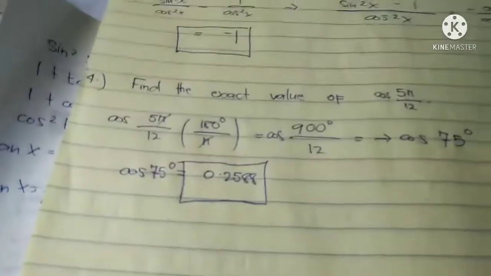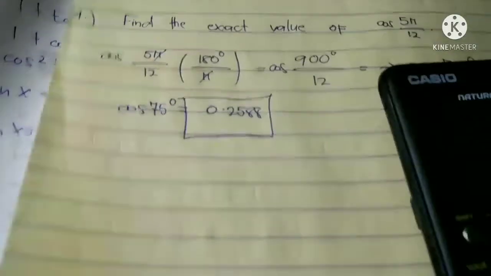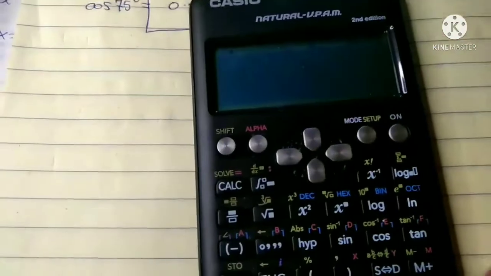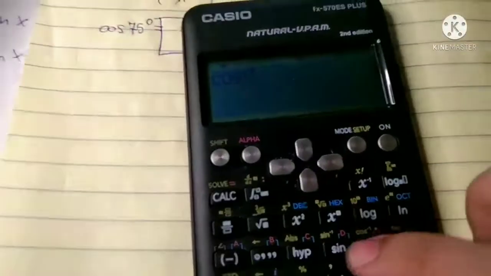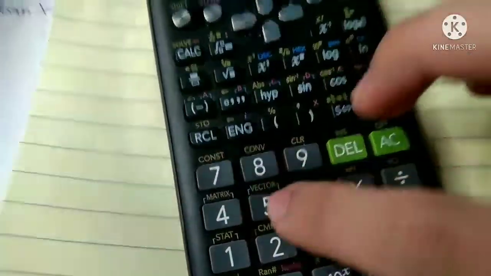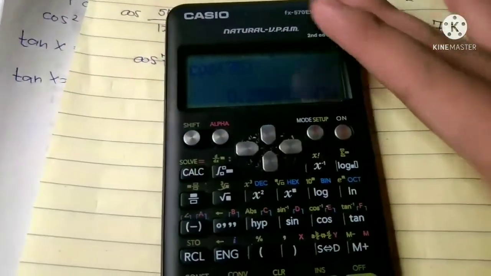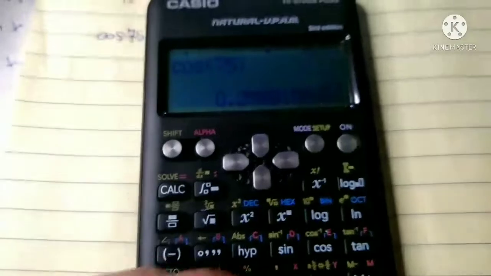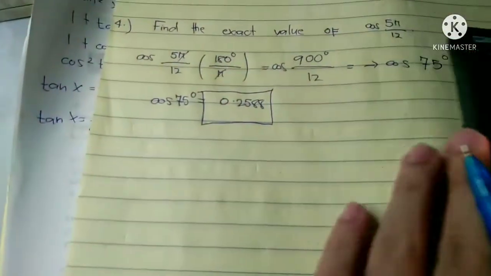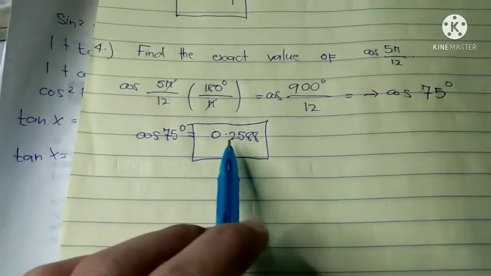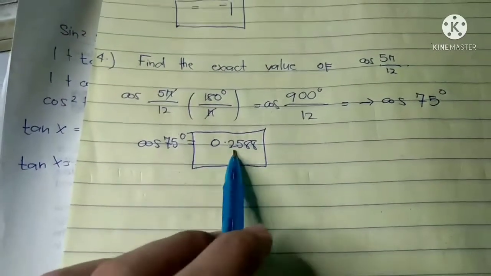And to find the exact value, we can plug it into the calculator. So cosine 75 is equal to 0.2588190451, or we can round it off. So we have here 0.2588.